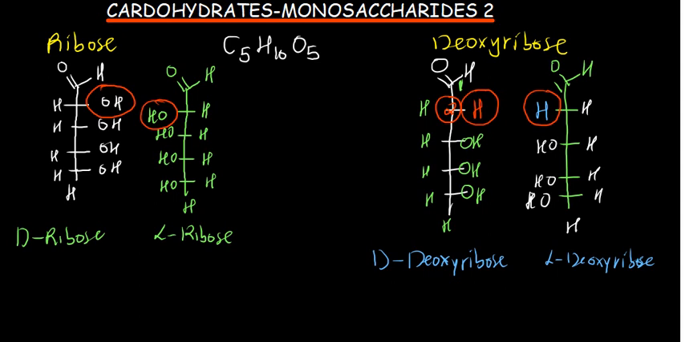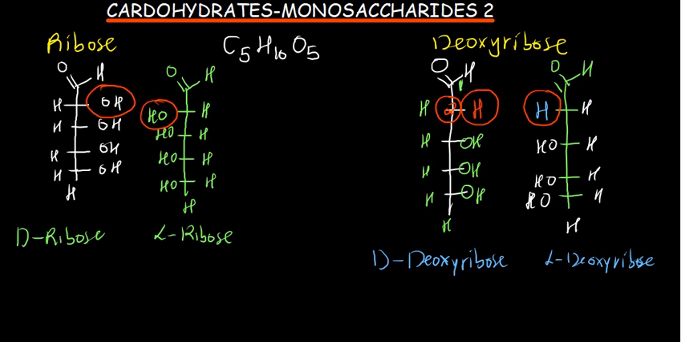Is that okay? Yes, sir. But the number of carbons is the same. The number of carbons and the number of hydrogens are the same. What is only different is the number of oxygens, because in deoxyribose one oxygen has been lost. That's cool. Yes, sir. Okay.